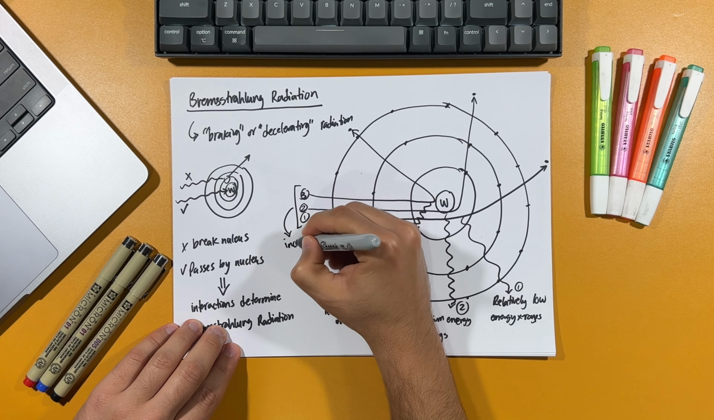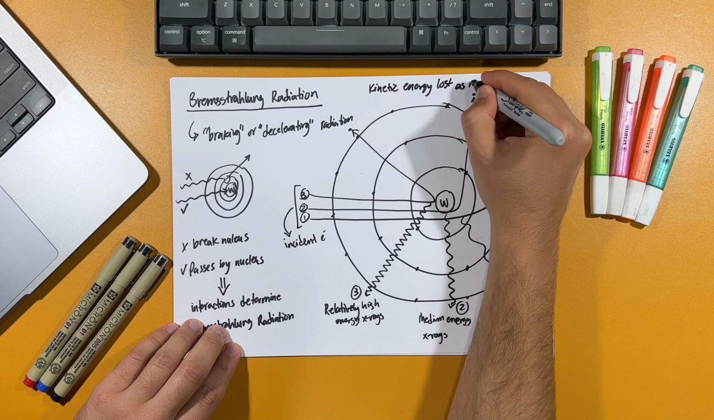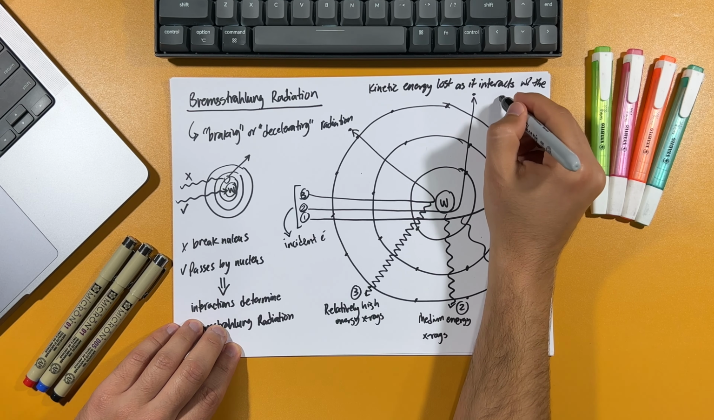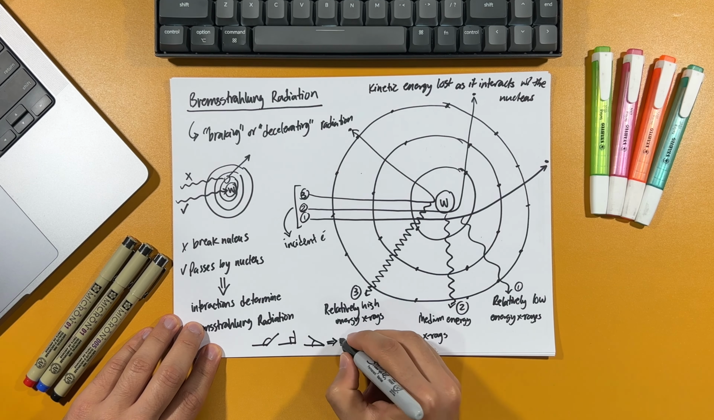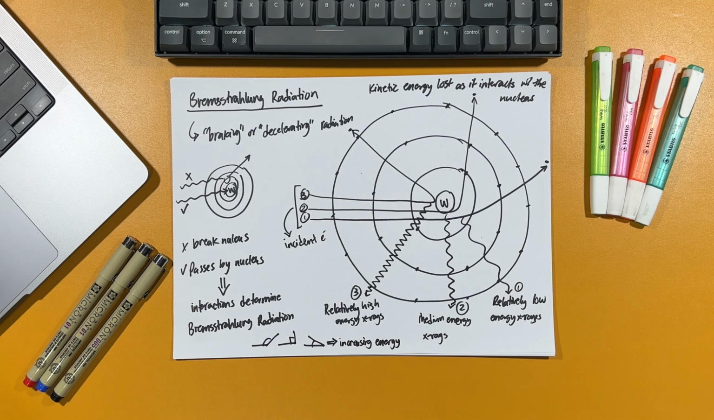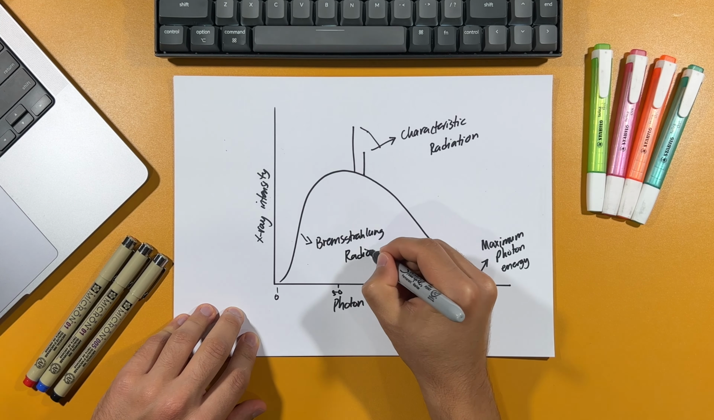Again, this all occurs when the kinetic energy of the electron, which is the amount of energy it has by virtue of being in motion, is lost as it interacts with the nucleus and changes direction, because the amount of energy released is proportional to the level of direction change. And because there can be a large range of these directional changes that occur, this results in the continuous spectrum of energies that we see in the graph.